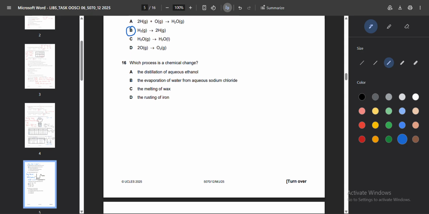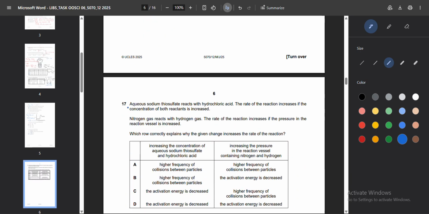Which process is a chemical change? Distillation? No, it's a physical change. Evaporation, melting, these are all physical changes, but rusting is a chemical change, because once iron gets rusted, this change cannot be reversed. So it's the correct answer.